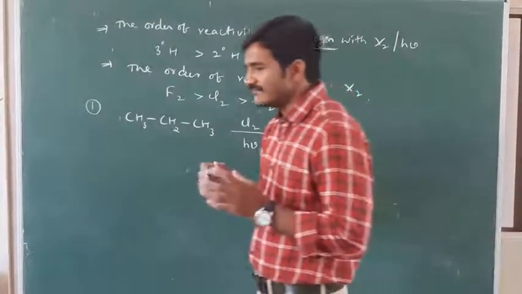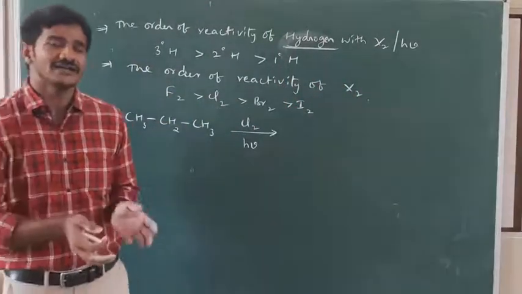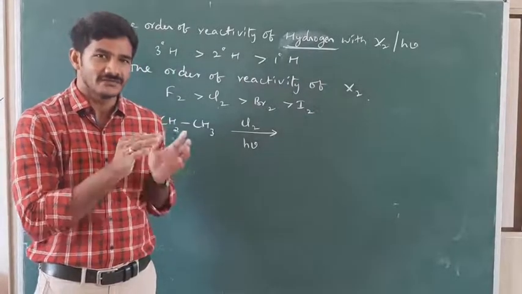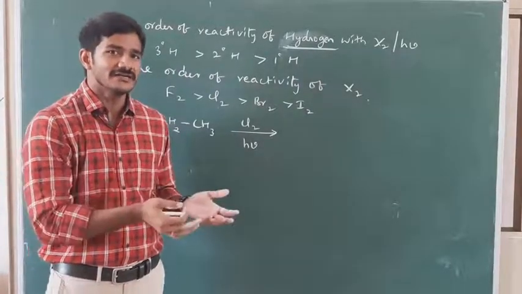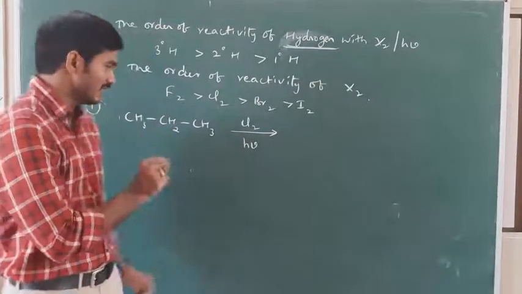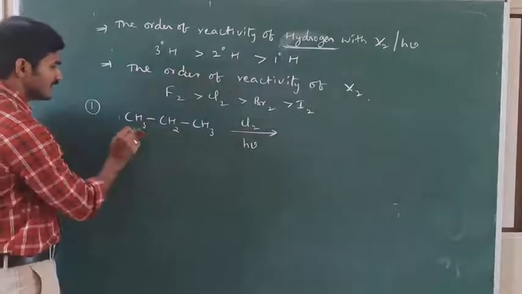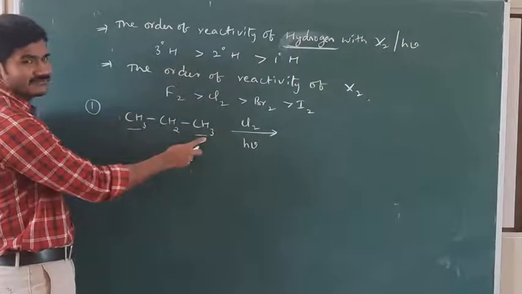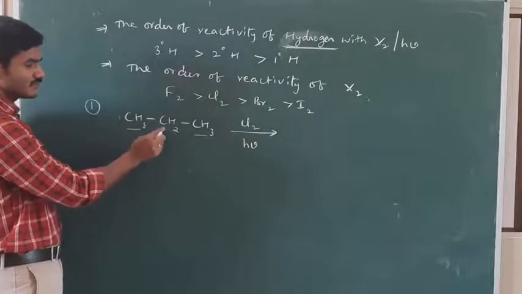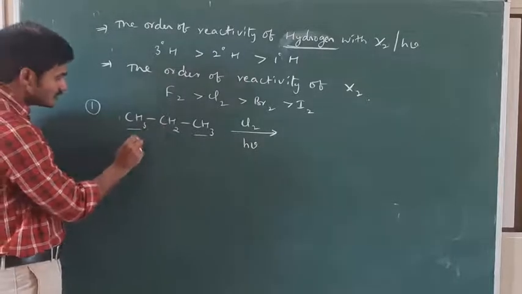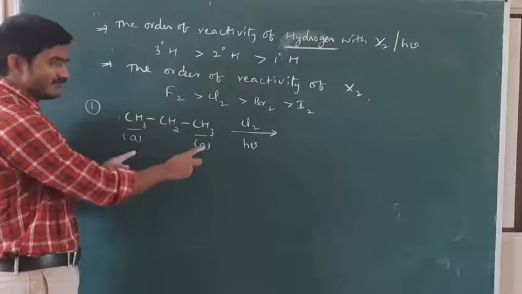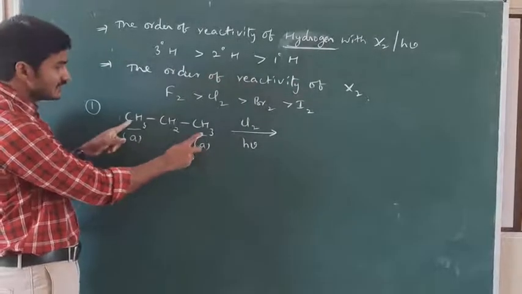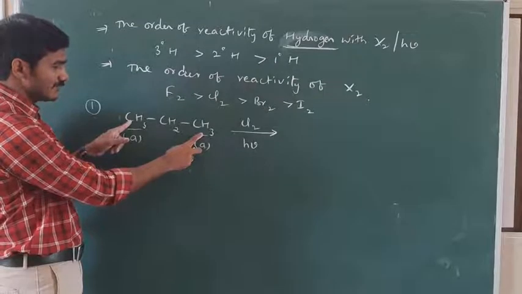The number of non-equivalent hydrogens or non-equivalent carbons will determine the different types of products that form. I will explain here. Listen, this CH3 and this CH3 are both a similar type of hydrogen. Both CH3 groups are attached to the same carbon, so these two are the same type of hydrogens.